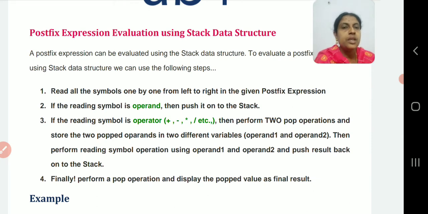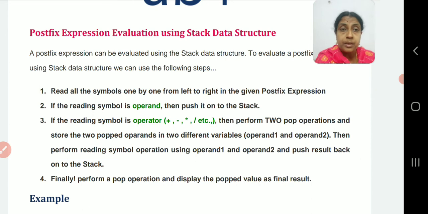If the reading symbol is an operand, meaning values like 5, 10, push them onto the stack. If the reading symbol is an operator, then perform two pop operations and store the two popped operands in different variables. And then perform the reading symbol operation with operand 1 and operand 2 and push the result back onto the stack. Now, operand, I think it's clear. You just need to push it to the stack.